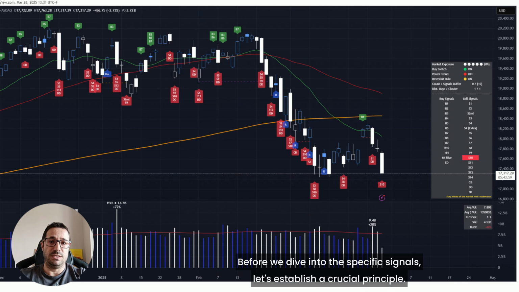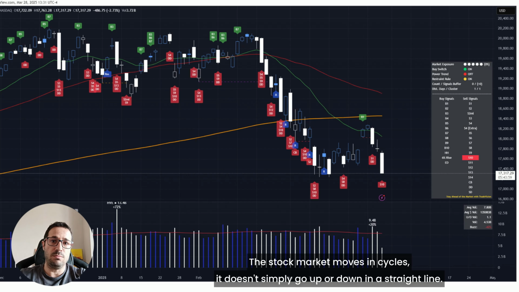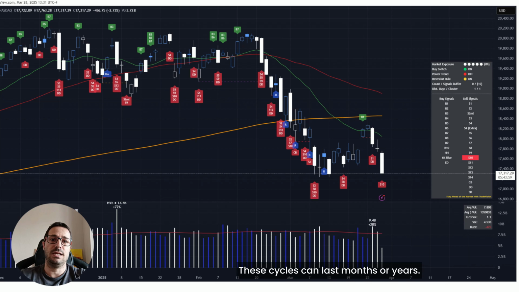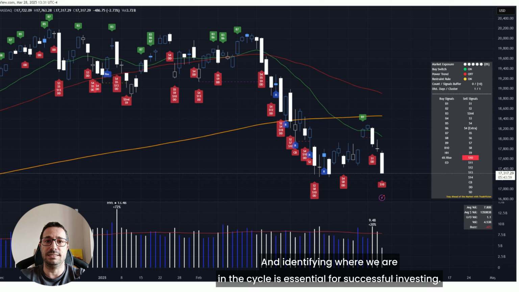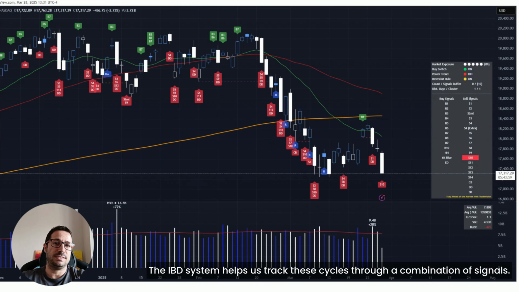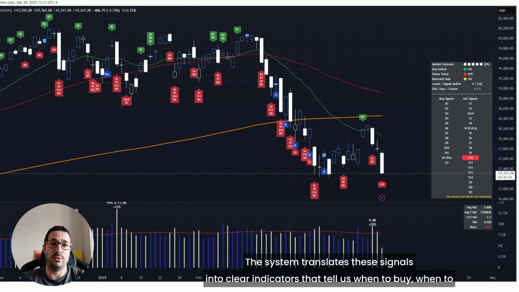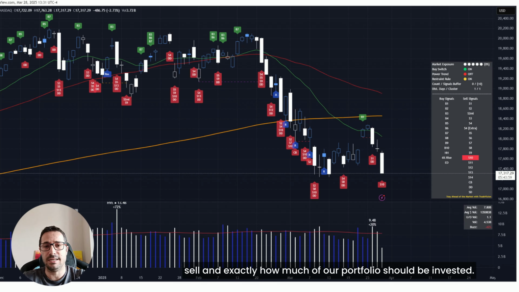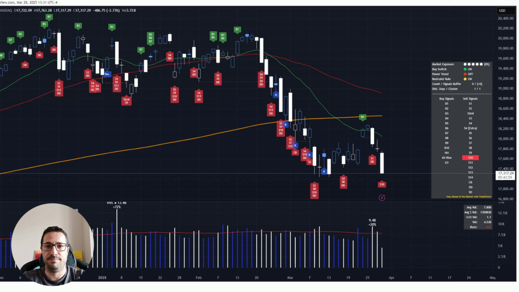Before we dive into the specific signals, let's establish a crucial principle. The stock market moves in cycles. It doesn't simply go up or down in a straight line. These cycles can last months or years, and identifying where we are in the cycle is essential for successful investing. The IBD system helps us track these cycles through a combination of signals. The system translates these signals into clear indicators that tell us when to buy, when to sell, and exactly how much of our portfolio should be invested.